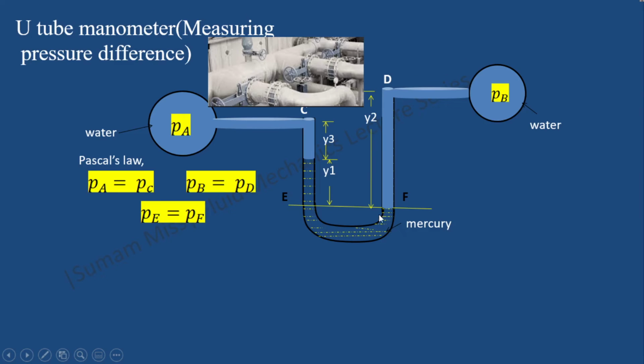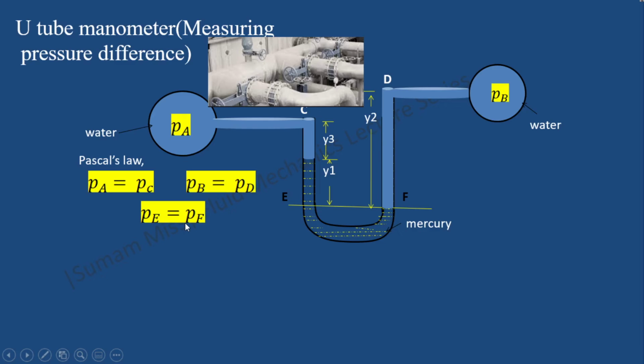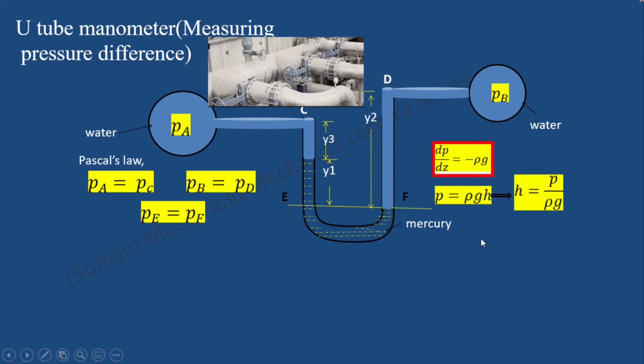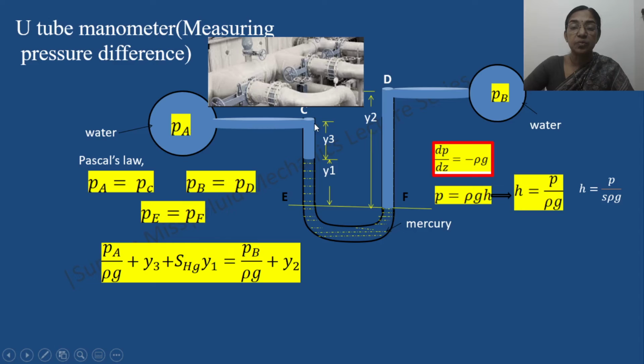Two points at the same elevation in a continuous fluid at rest are at the same pressure. This is the result of Pascal's law. So Pe equal to Pf. Assume that we wanted to express the pressure balance equation in terms of water column. So now we are going to write down the pressure balance equation. How to start? Pa by rho g plus Y3, because here it is throughout water, and here it is mercury, so we multiply Y1 with the specific gravity of mercury.